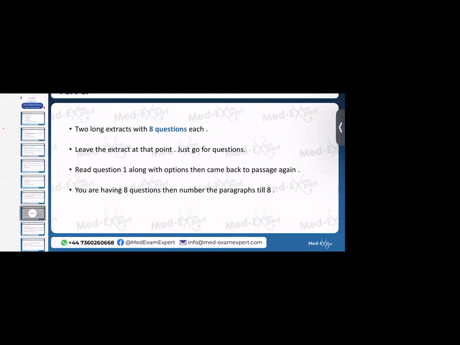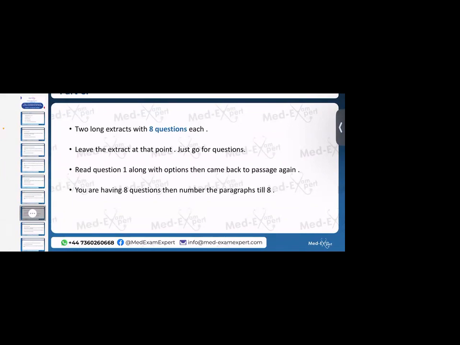What you have to do is, when you are going to solve part C, just go for questions only. Read question 1 along with options, then come back to the passage again, okay? The wonderful tip and trick to solve part C is, first read the questions and then come back to the passage. Along with the question, you have to read the options as well.